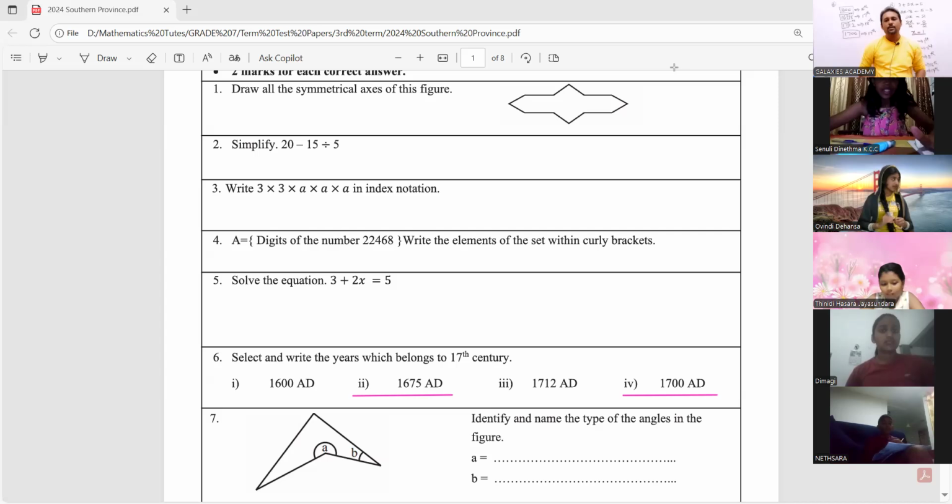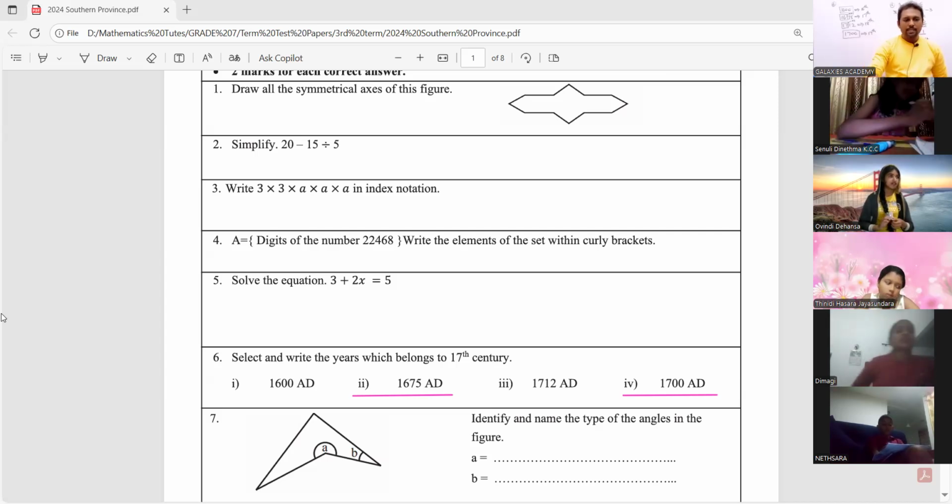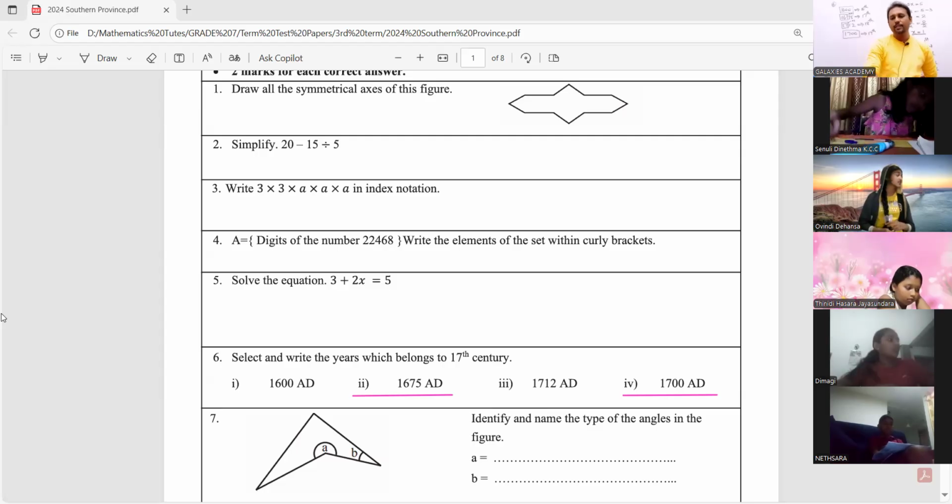Now let's go to the 7th question. The 7th question is: identify and name the type of the angles in the figure. Right. You studied, there are how many types of angles?